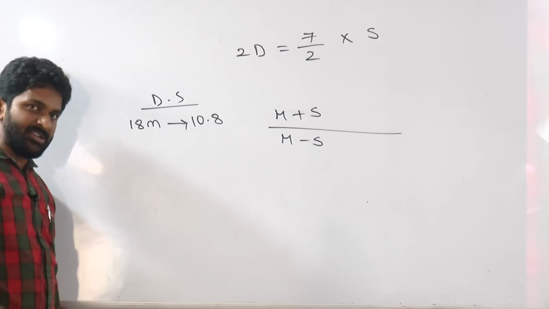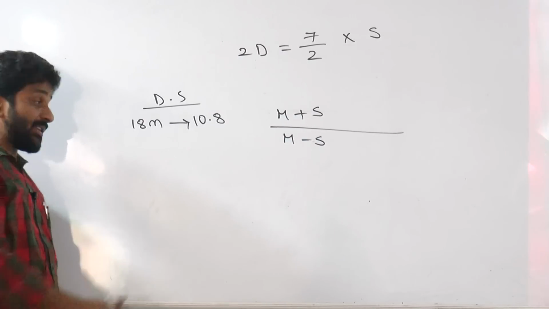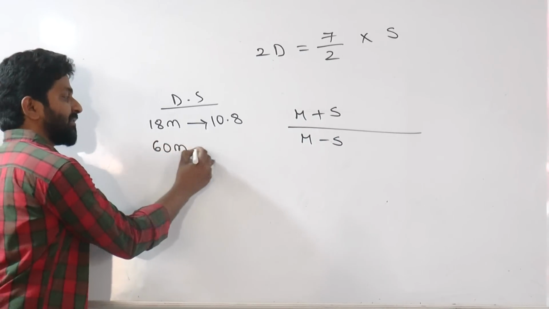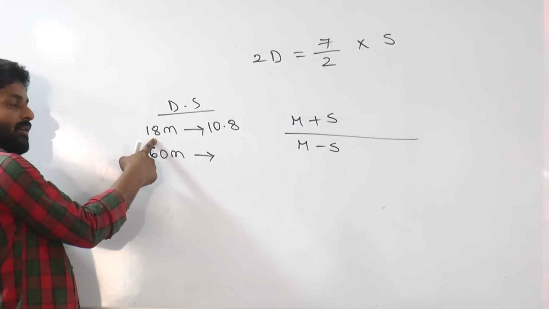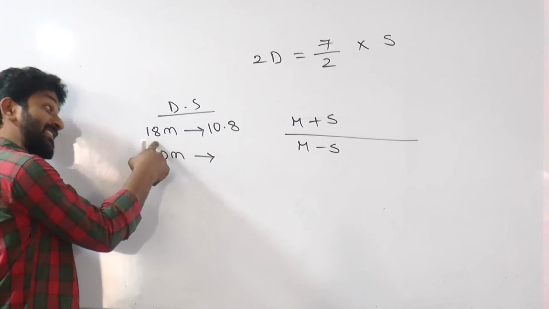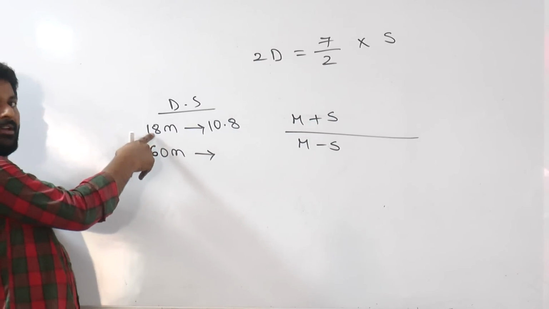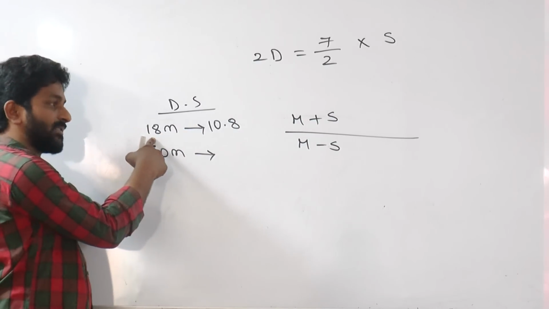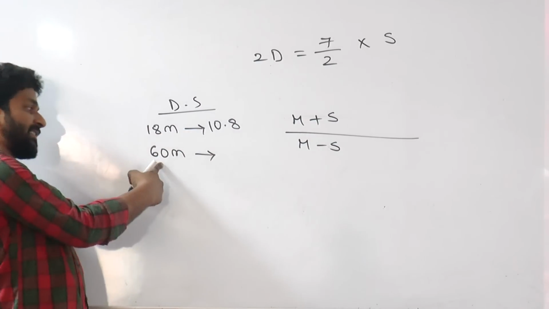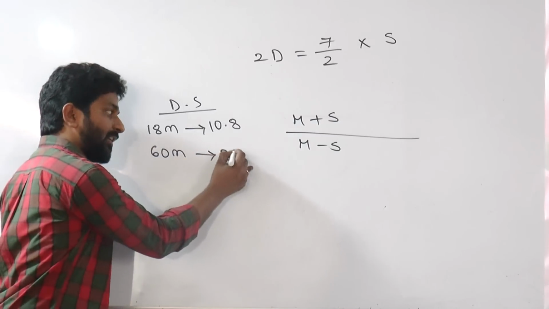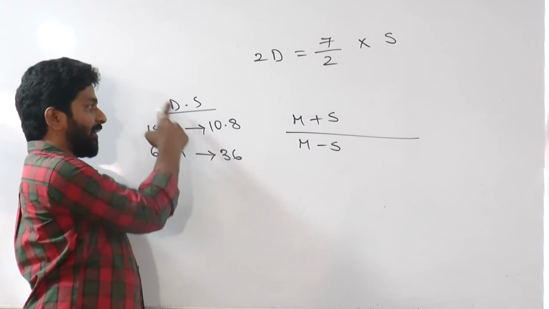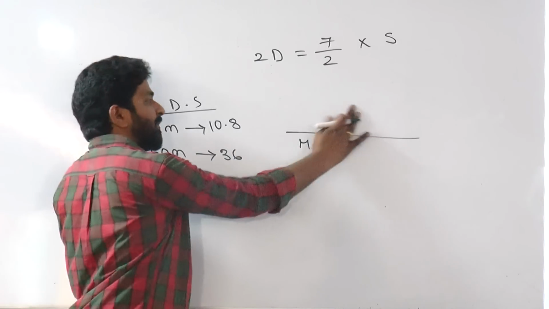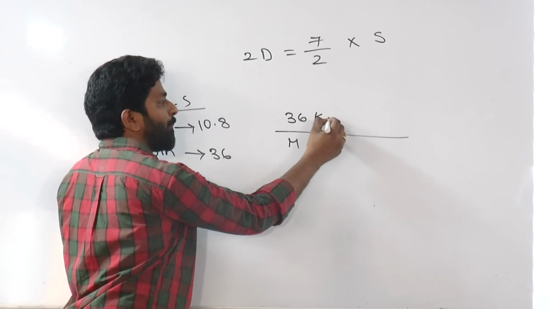But we need to represent speed in kilometers per hour. Per hour in the sense 60 minutes. What about 10% of this number? 1.8. 60% of 18? 1.8 into 6. 10.8. 60% of this number? 36. So in 60 minutes he can cover 36 kilometers downstream. So the downstream speed becomes 36 kilometers per hour.